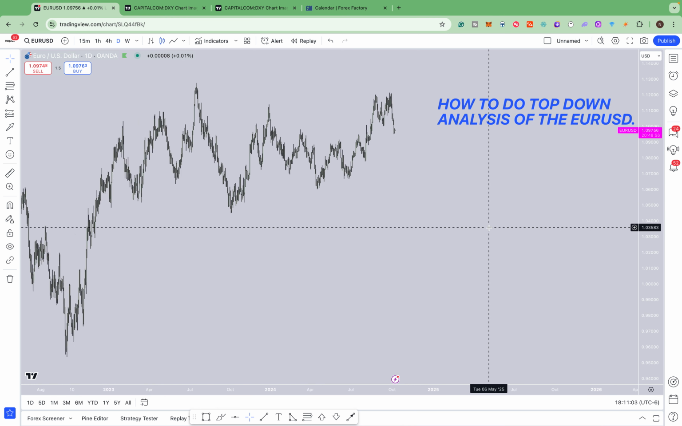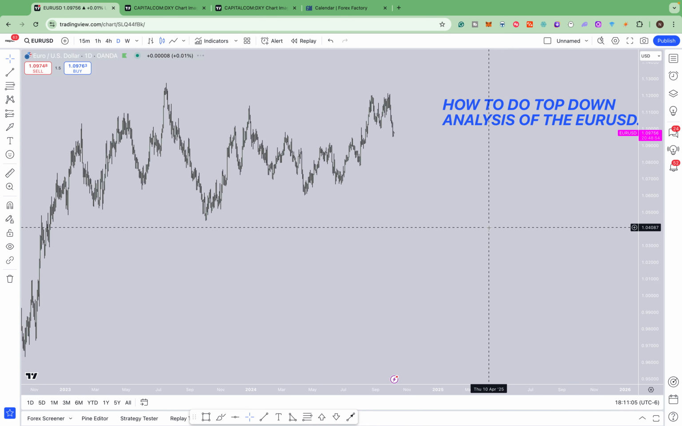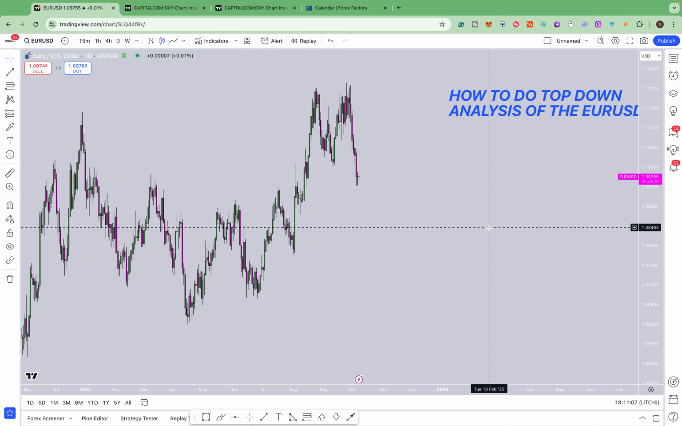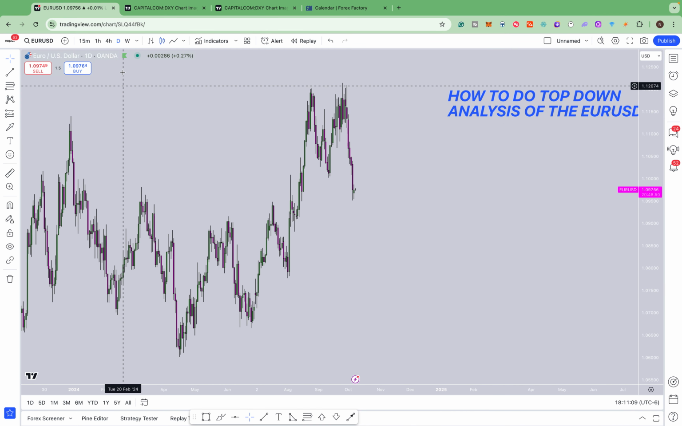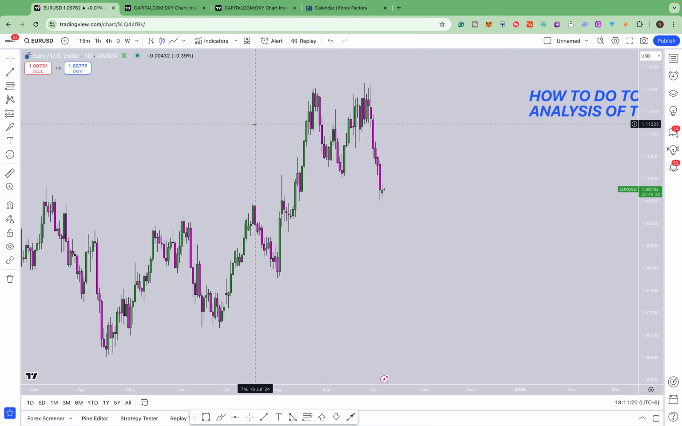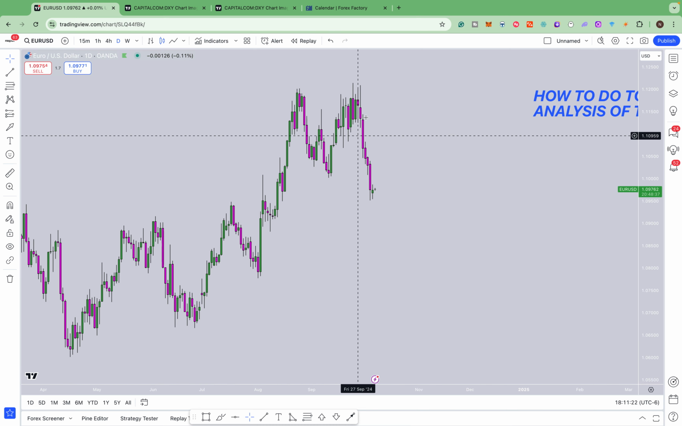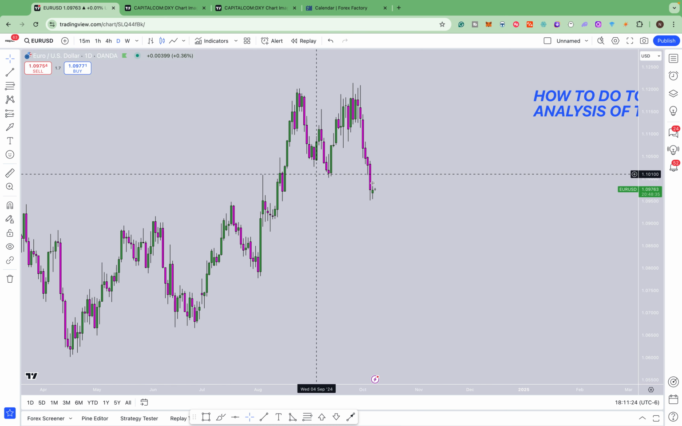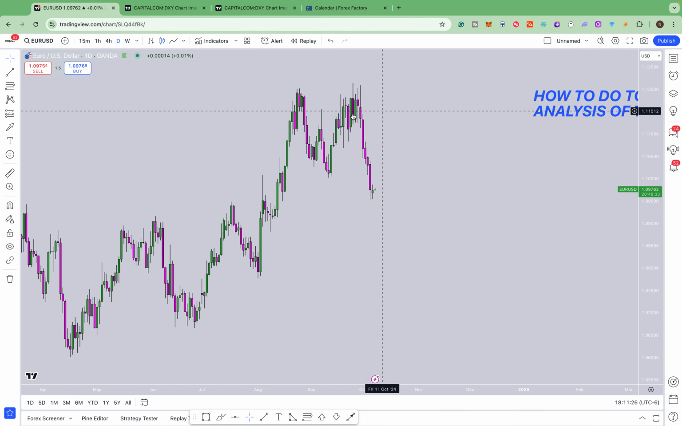So obviously we're on the Euro-US dollar. What I'm going to do right now, and what I like to do first, is go on a higher time frame. We'll start with the daily time frame, and we're going to just find the overall trend. So we're going to look at the Euro-US dollar and mark it up before this move happened here.